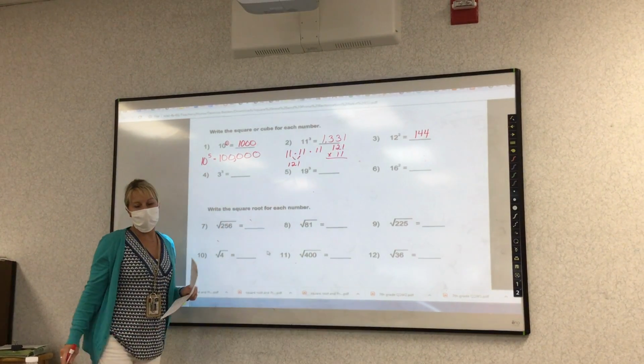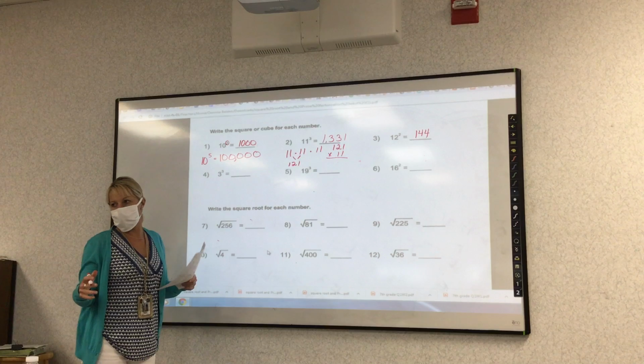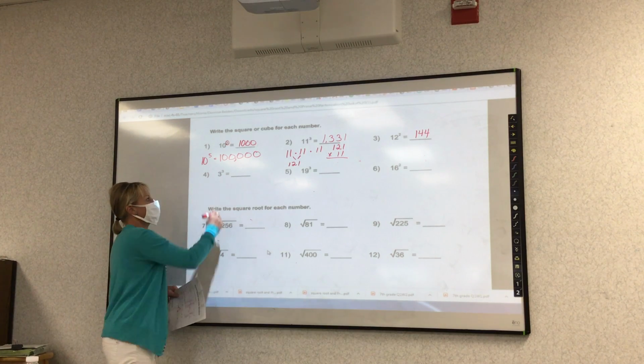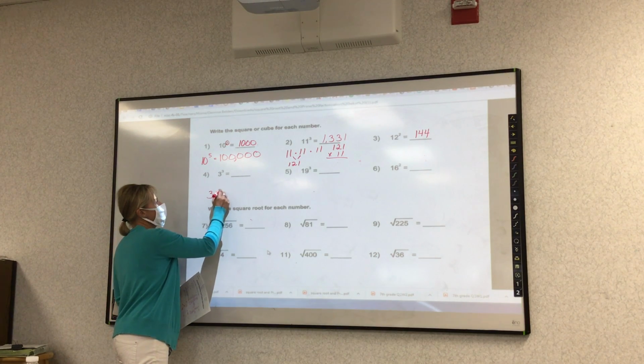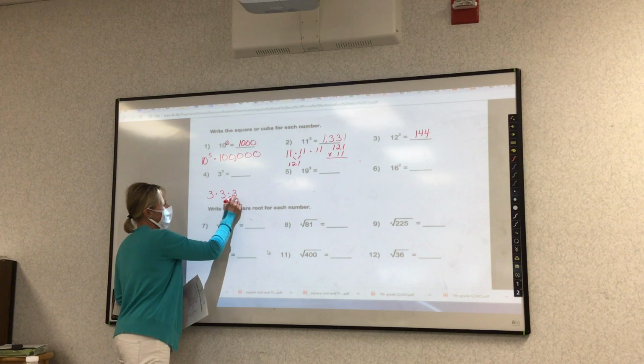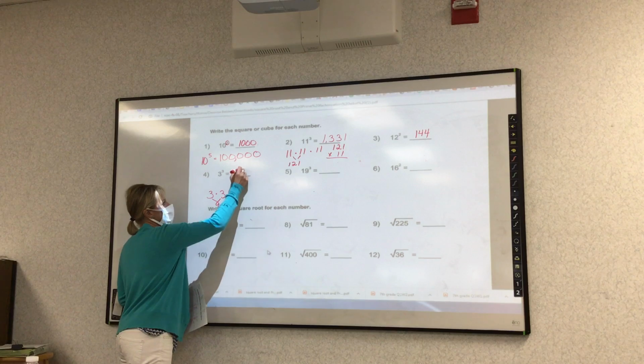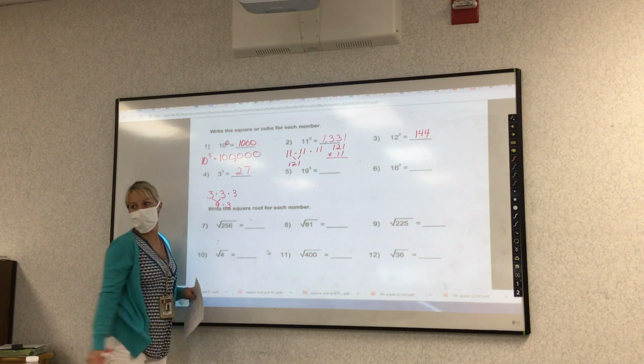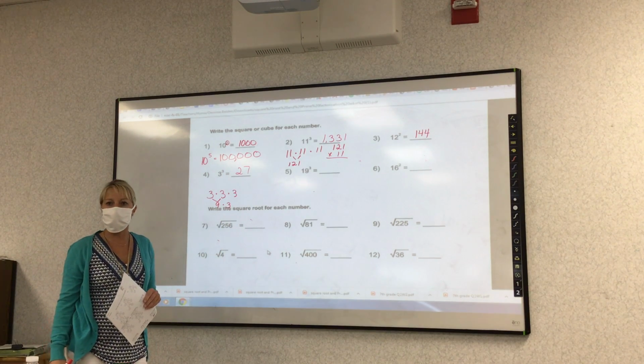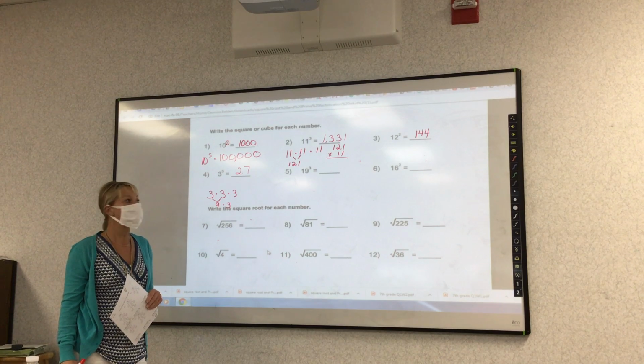3 cubed. We've seen this one a lot, so by this point we should probably have it. 3 times 3 times 3. 3 times 3 is 9. 9 times 3 is 27. But this is how you show your work if you don't know what you're doing.